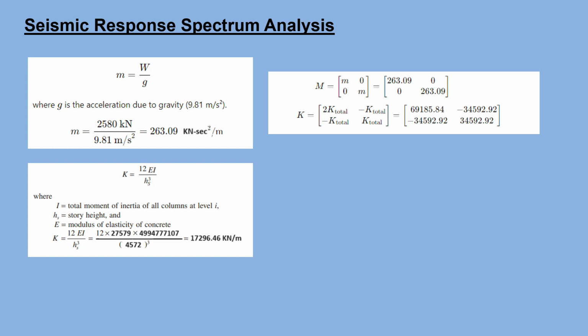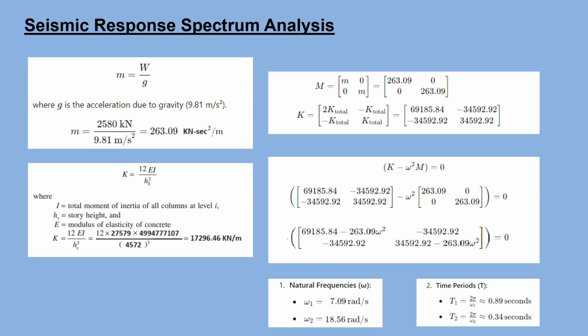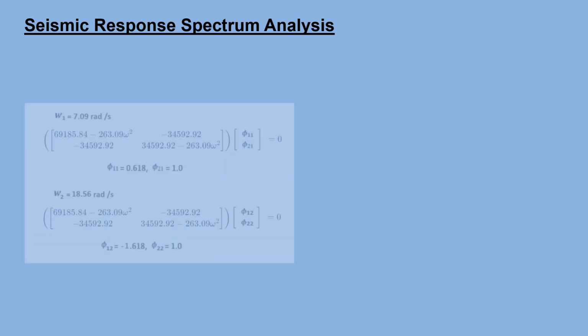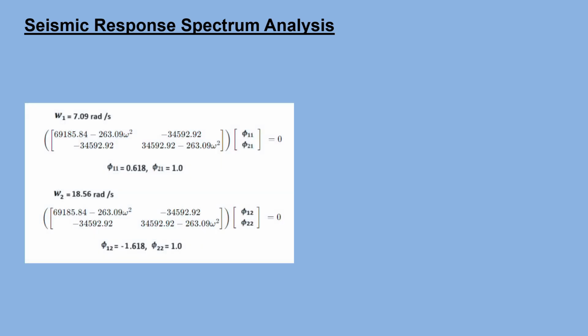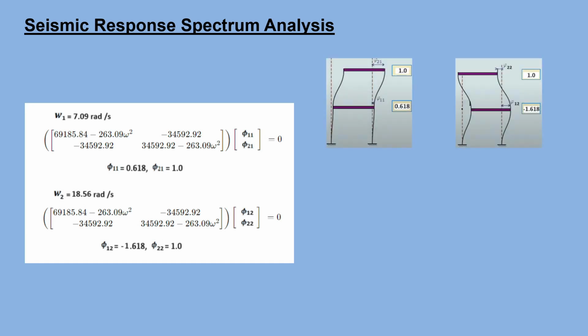The natural frequencies can be found by solving the eigenvalue problem. Performing this calculation will give us the natural frequency and time period as shown. Substitute the natural frequencies back into the first or second equations to obtain the mode shapes. Now we will move to ETABS to calculate the natural frequency and the time periods.